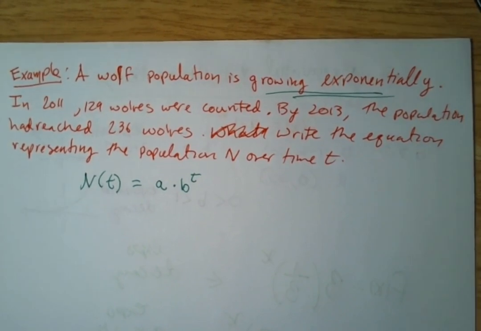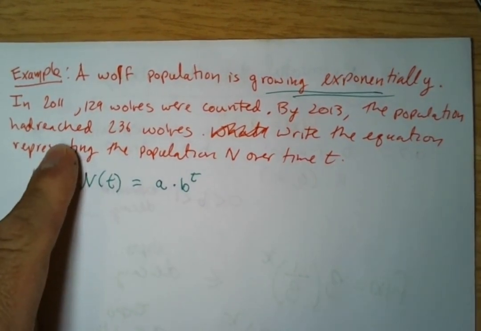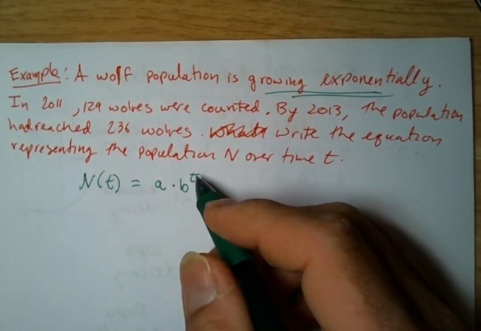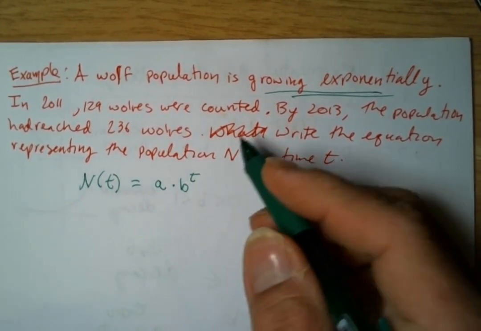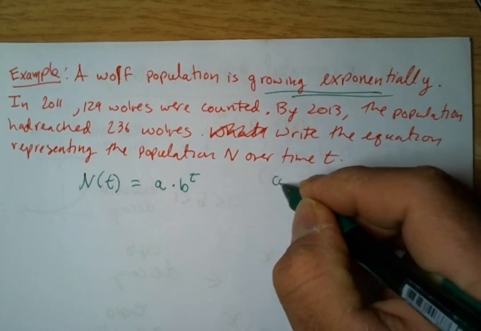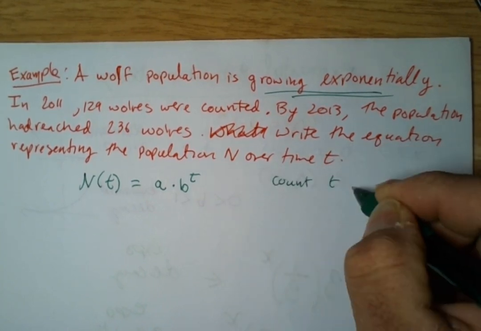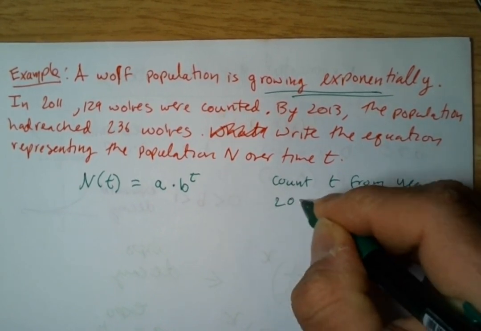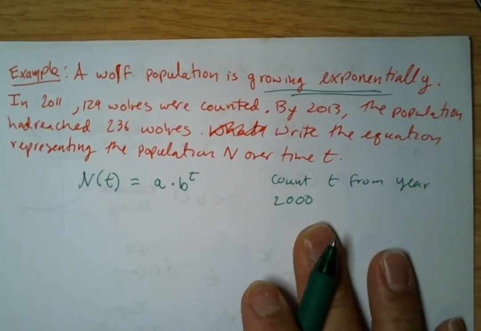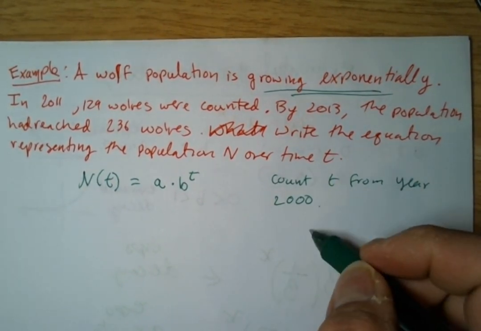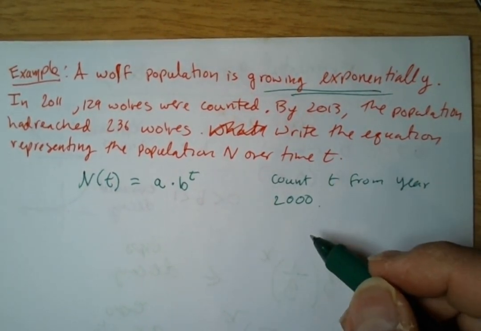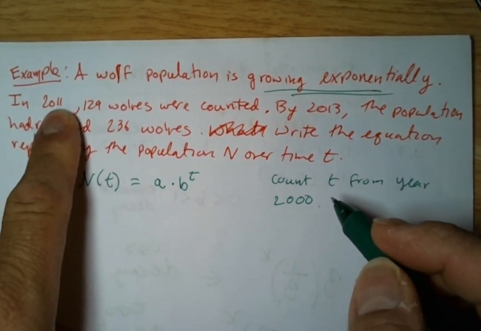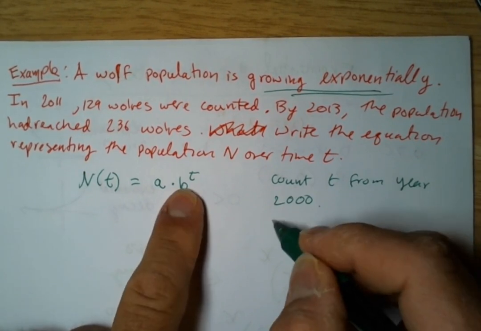Now, for problems like this that give us years, a nice place to start is, instead of having t be 2011, which you can, it's fine, what I like to do is count t from, in this case, the year 2000. Again, this is simply a point of reference. So the year 2000 is year 0, so for 2011, our initial point would be when t is equal to 11.